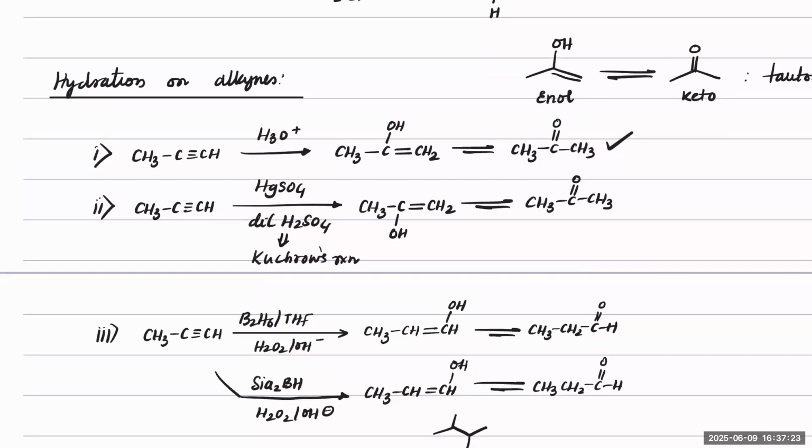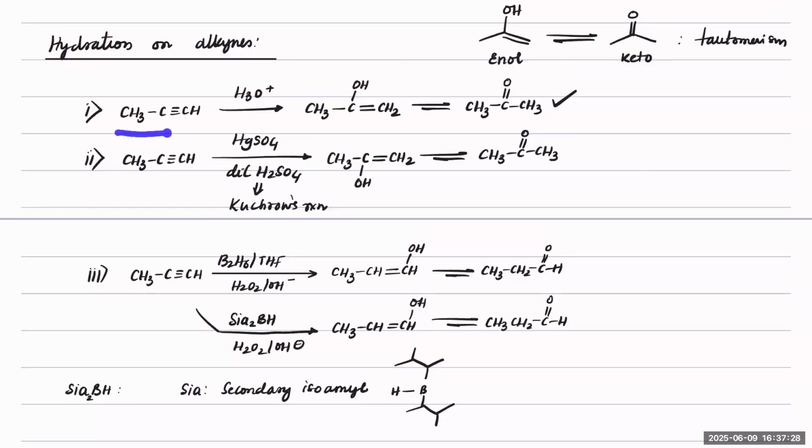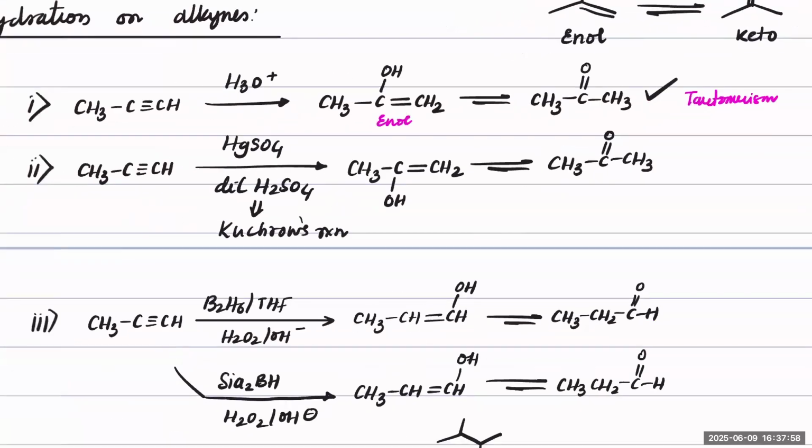Next. Hydration on alkynes. How does it happen on alkynes? If you have a triple bond, try to add here. Again by Markovnikov, H and OH. What do I get? I will get this as ketone. Correct? Why? It will undergo something called tautomerism. Isn't it? It will undergo tautomerism. That is, if you have an enol form, enols are unstable, they will always end up getting into a keto form. This is called tautomerism. Clear, beta?